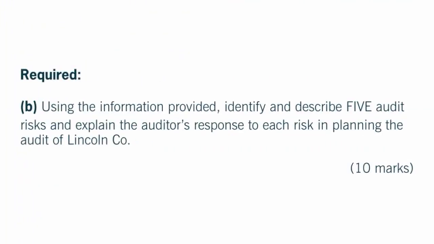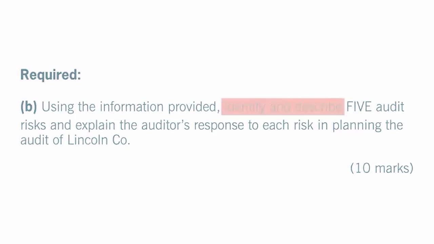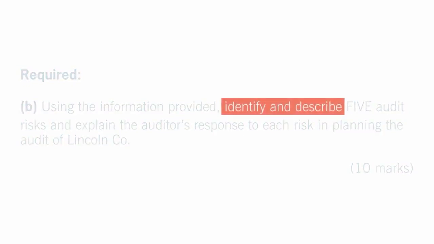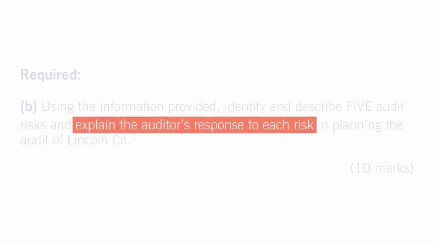Moving on to answering section B of the question, we are asked, using the information provided, to identify and describe 5 audit risks, and explain the auditor's response to each risk in planning the audit of Link & Co.